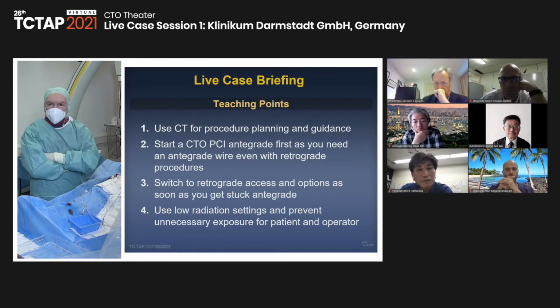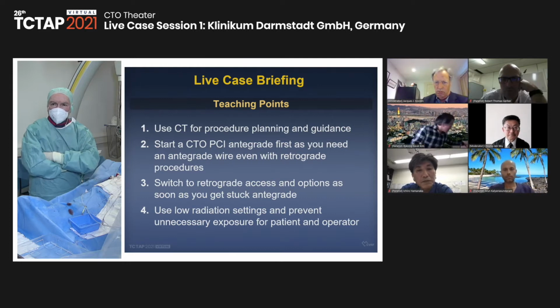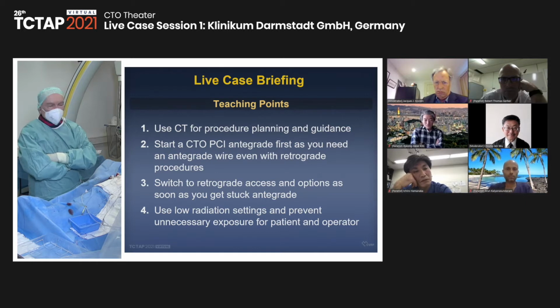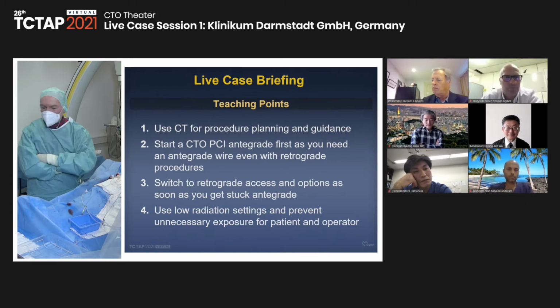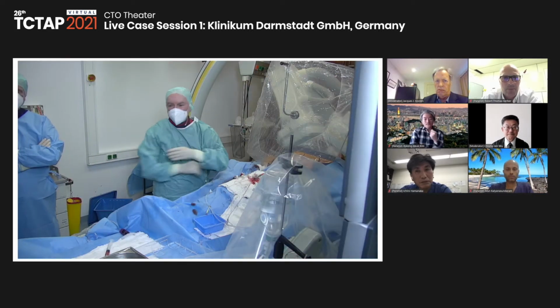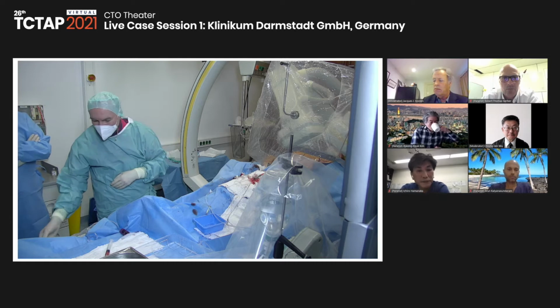So we want to demonstrate CT for planning and guidance. I start, even if this looks to be a retrograde case because of the crux cordis involvement, we will start with an antegrade wire. Then we want to secure the retrograde approach and use low radiation settings throughout. So especially low pulse rates, 6 pulse rates, and Cine as little as possible. And the Cine is especially with low power in our setting. Thank you, and let's discuss this case. Maybe with the introduction of the setup shot that I did today.